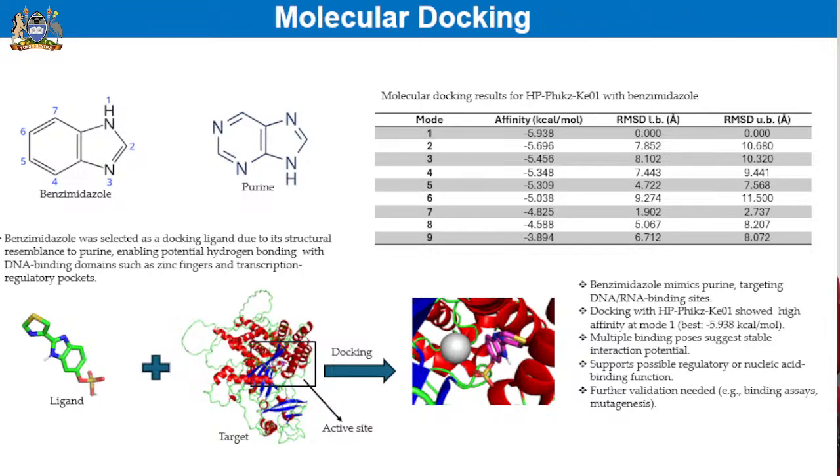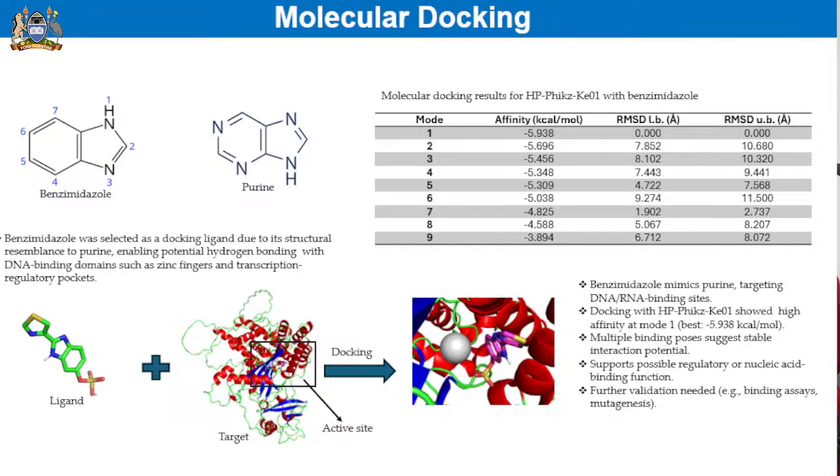So I chose pacimidazole because it resembles the purine. The purine is the part that makes the adenine and the guanine in the DNA. So the pacimidazole was selected as a docking ligand due to its structural resemblance to the purine and its potential to form hydrogen bonds with the DNA binding domains, because we predicted the domain as the zinc fingers and transcription regulatory pockets. So this is the ligand.